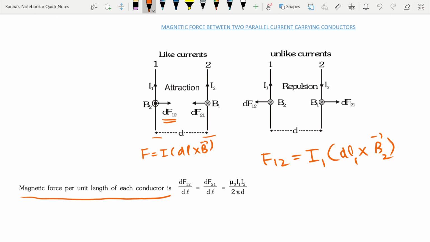Okay, so using that I can easily find that my force per unit length or per length element is given by mu naught I1 I2 by 2 pi into D. This is a very essential form and you should definitely remember this. Note that what will be the direction of the force, as these are cross products. So if two wires are having current in the same direction, then they will try to attract each other. If two wires have current in the opposite direction, they will try to repel each other.